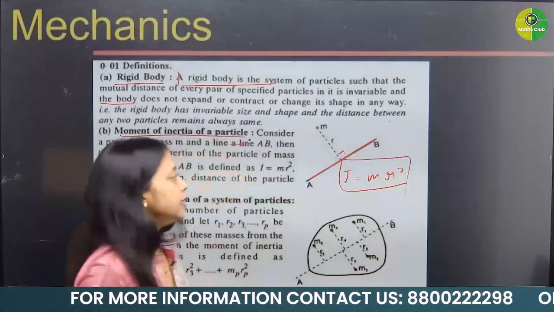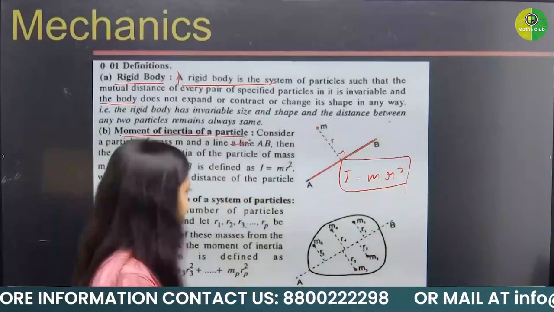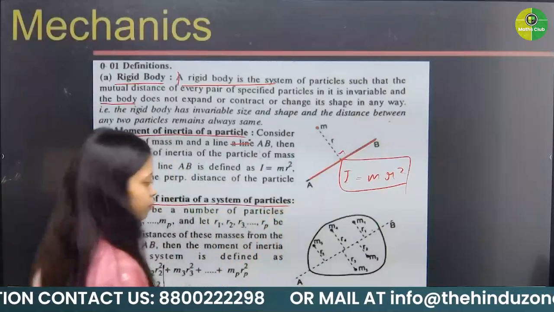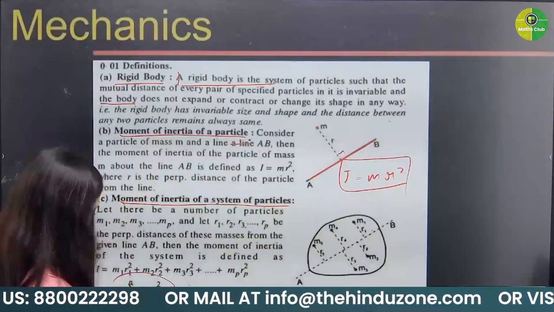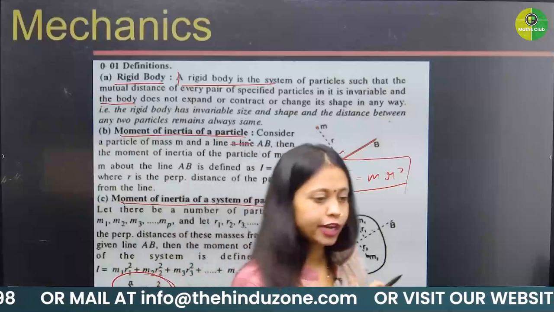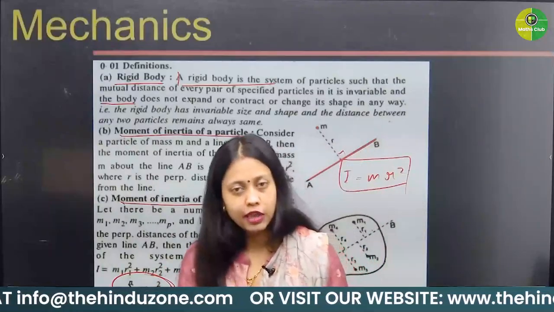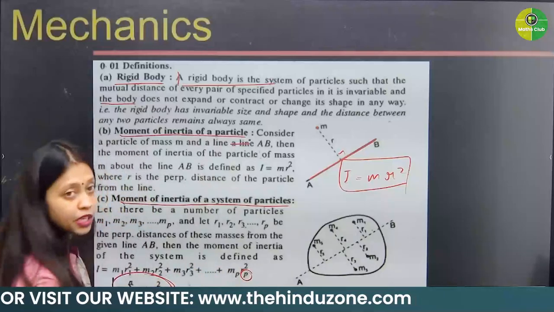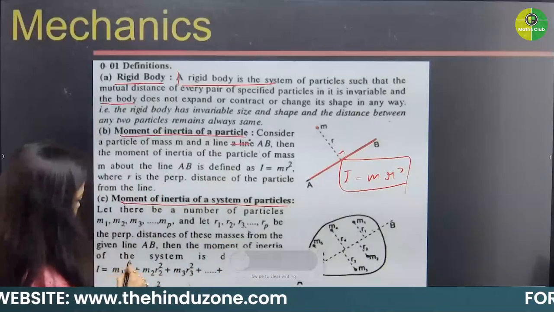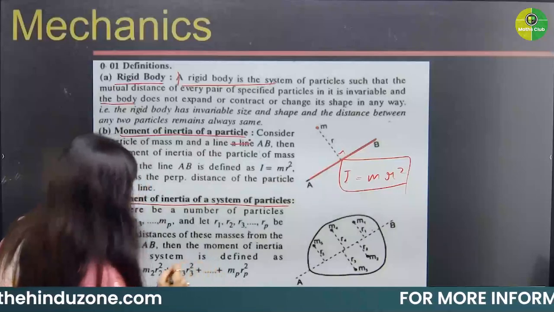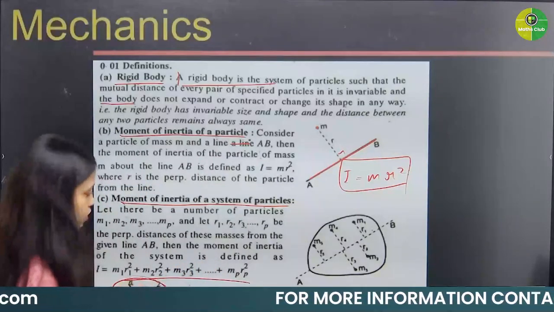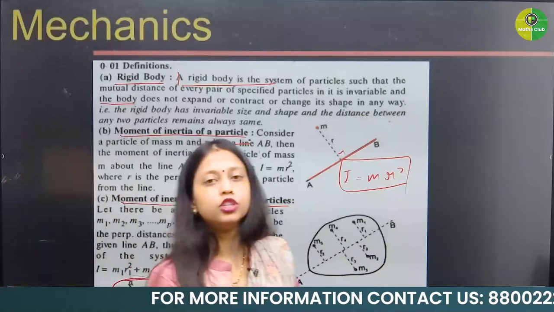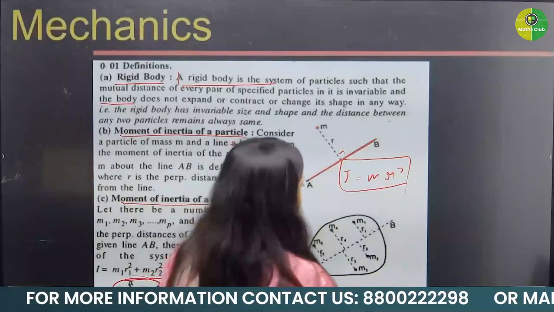Now, this was just for a single particle. What if I have a system of particles? Then you will find the moment of inertia of each particle and then do a summation. So I have p number of particles. So this is m1 r1 square, m2 r2 square, m3 r3 square. This is the summation and this is the moment of inertia of a system of particles.